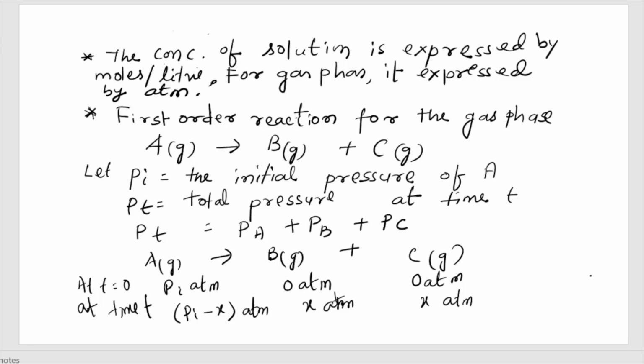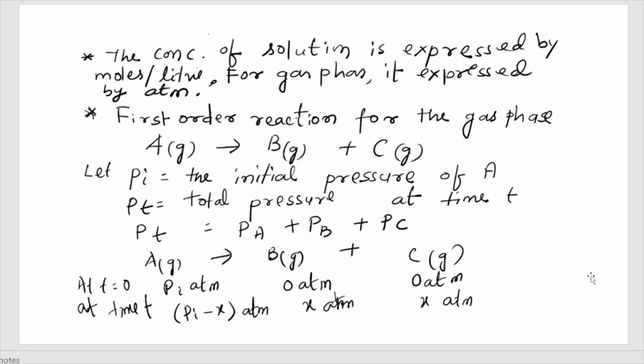Let us see the pressures of B and C at a particular time T. First, you will see the pressures at T equal to 0. When T equal to 0, the reaction has not started. So A remains Pi atmosphere. B pressure is 0 atmosphere, and C also 0 atmosphere, because the reaction has not started. But at a particular time T, let X be the atmosphere used. A is Pi minus X, B is X atmosphere, and C also X atmosphere.